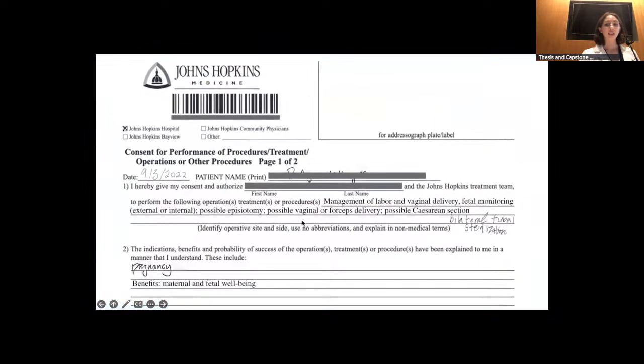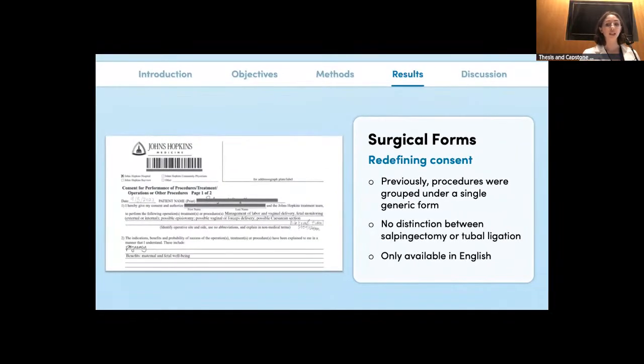This is a real example from clinic. A patient wanted a tubal ligation following delivery, and the procedure, as you can see here, was simply handwritten into a blank space on the form. There was no documentation of risks, benefits, or outcomes for the tubal ligation. This approach not only puts patients at risk of misunderstanding the procedure, it also opens providers up to liability. Patients can't give true informed consent without clear, accessible information.